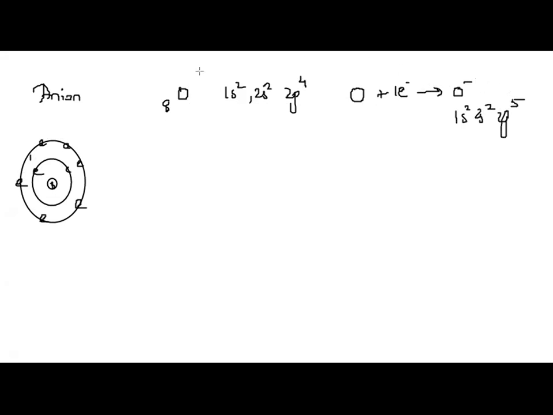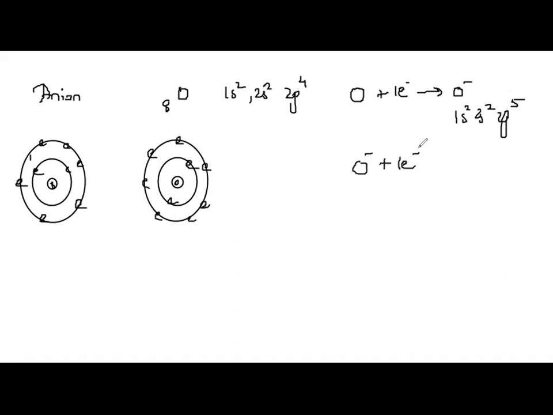So is the number of shells increasing? No. The number of shells is not increasing. So it is remaining the same. Correct? Okay. So this is the nucleus. Here there were 2 electrons. Here earlier 6 electrons were there and one more electron has been added, so 7 electrons in the outermost shell. Now one more electron is added.